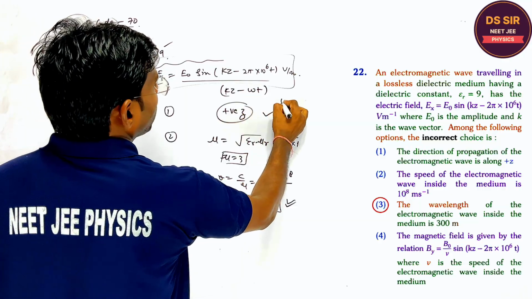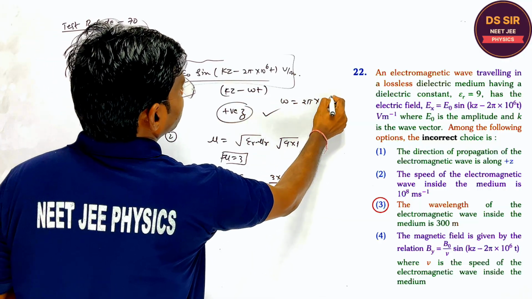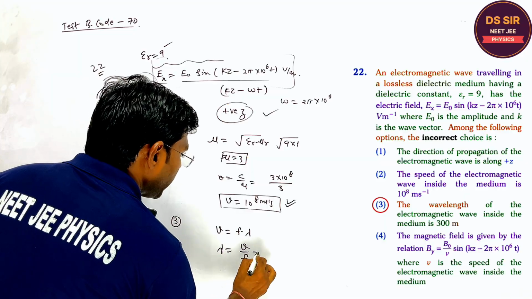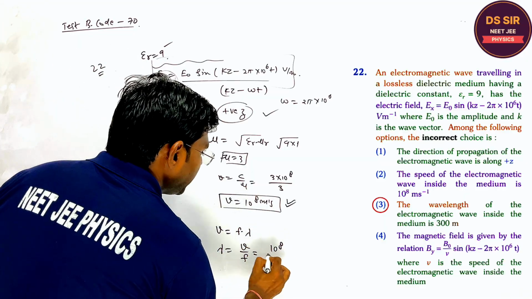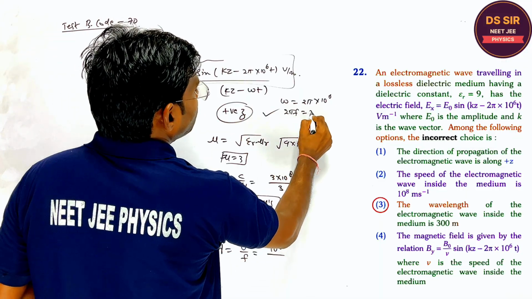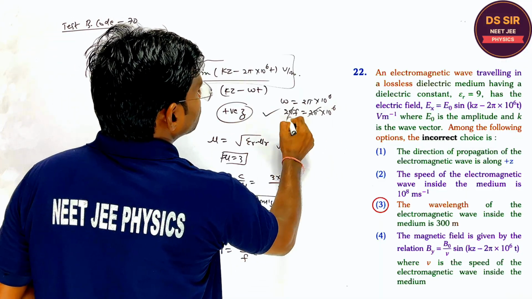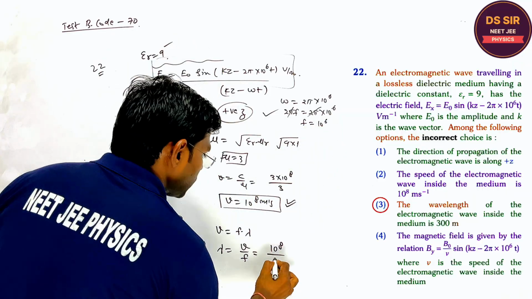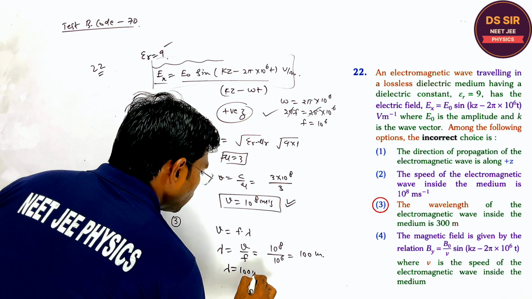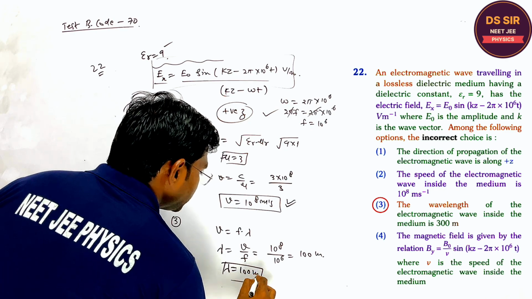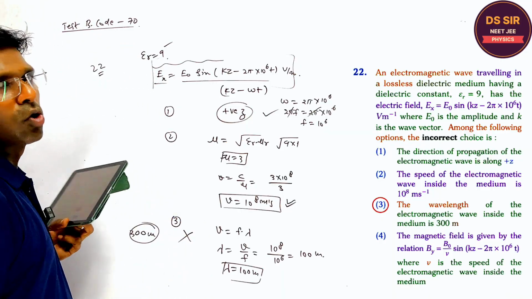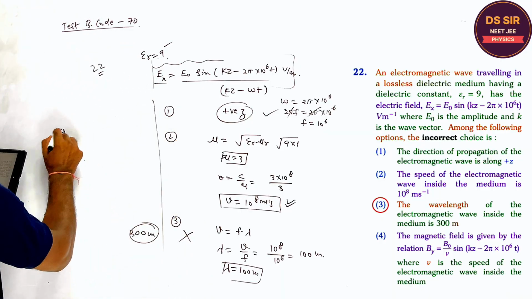Now if you consider omega, it is 2 pi into 10 to the power 6. So v is equal to f into lambda, so wavelength is given by v upon f. The speed is 10 to the power 8 and the frequency: 2 pi f is equal to 2 pi into 10 to the power 6, so the frequency is 10 to the power 6. So 100 meter. So the wavelength should be equal to 100 meter. But in option C, it is given as 300 meter for the wavelength. So this option is the wrong option, right? Also, the fourth option is the correct option.